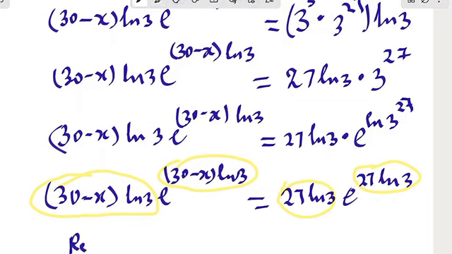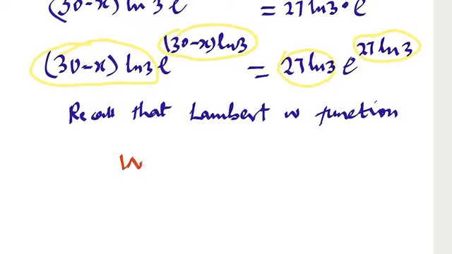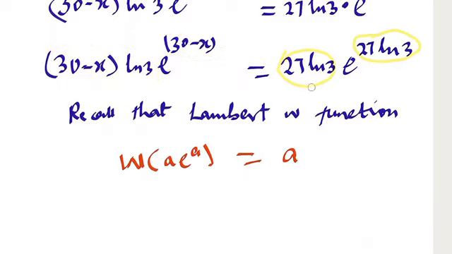So recall that the Lambert W function is this. If you have the W function on a e to the power of a, this will give us a. Understood? So that's what we're going to use there. So applying the Lambert W function on this now, I don't want to rewrite this again.